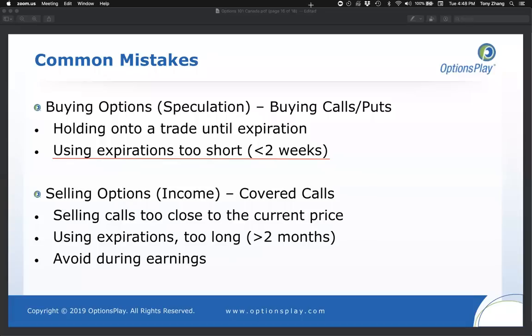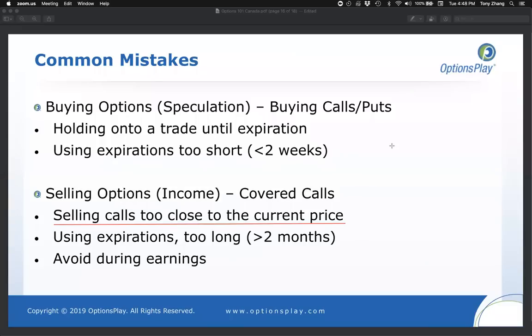Vice versa, when you're selling an option for income, such as selling covered calls, one of the first common mistakes that we typically see with covered call sellers is they sell calls that are too close to the current price of the stock. And what this does is it limits the upside of the stock that you hold.